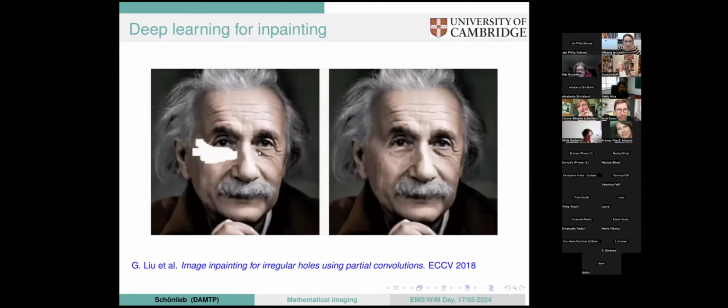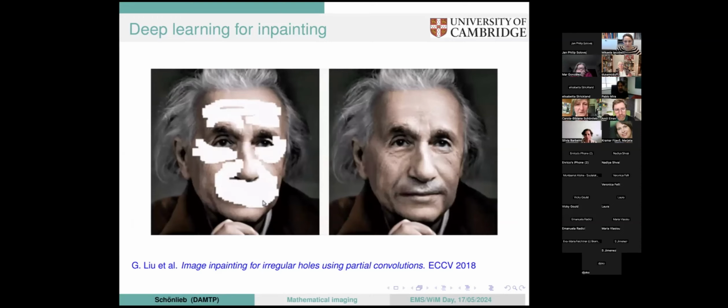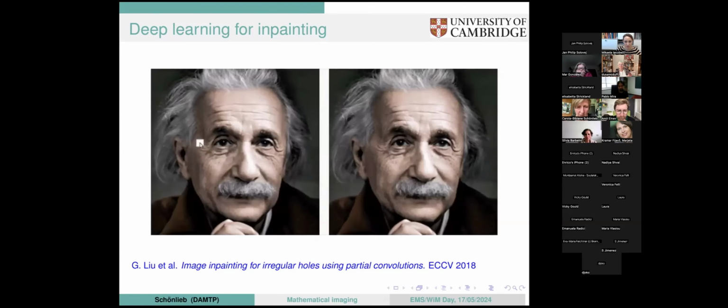This is one example of what deep learning can do, and this is already a couple of years old, so the kind of things that can be done nowadays. I'm sure people have seen many impressive examples. But I'm always showing this because I've worked a lot on image restoration and image inpainting with partial differential equations.